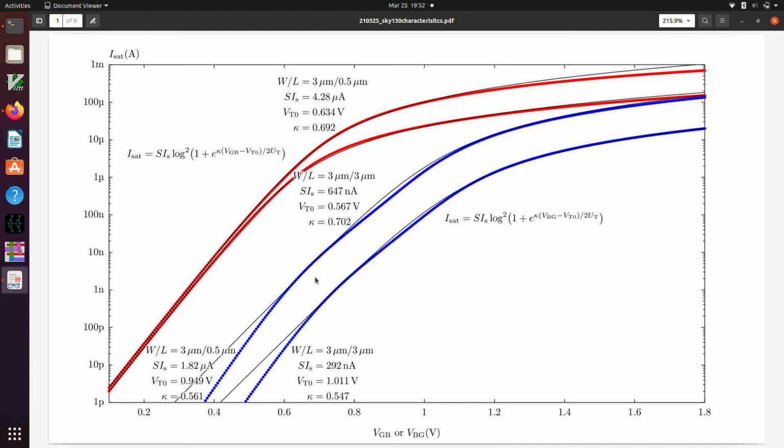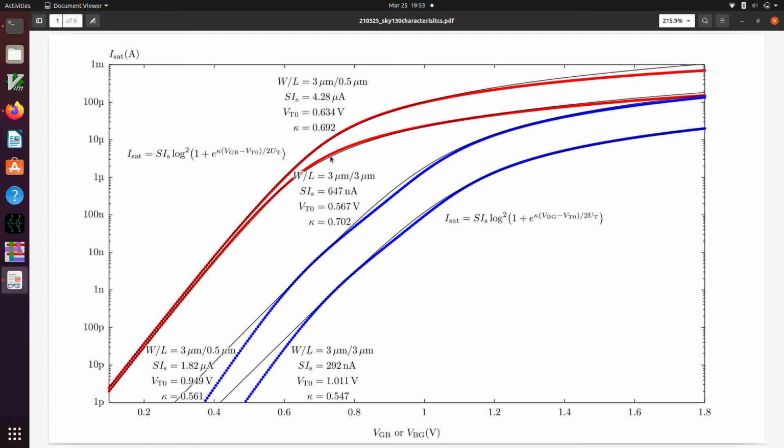And I'm showing you two different device sizes. In both cases, the drawn widths and lengths of these transistors are 3 microns wide by half a micron long, and 3 microns wide by 3 microns long. So that's the same for this one. Here, this is 3 by 0.5, and this one down here is 3 by 3.